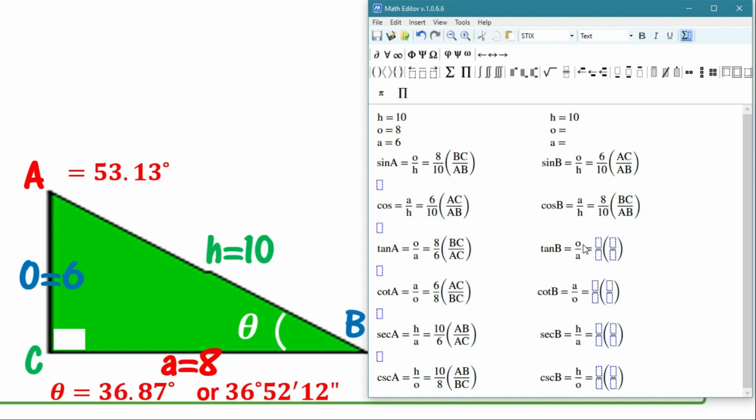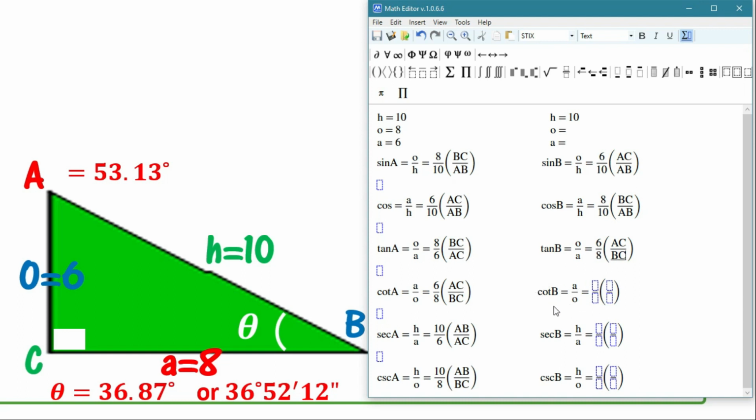Okay, next, let us now try to find the tangent of B. So tangent of B is equal to opposite over adjacent. So the opposite side is equivalent to 6. That is actually side AC over our adjacent side. Sorry, opposite side is side AC, and our adjacent side is equivalent to 8, and that is actually side BC. Okay? Side BC.